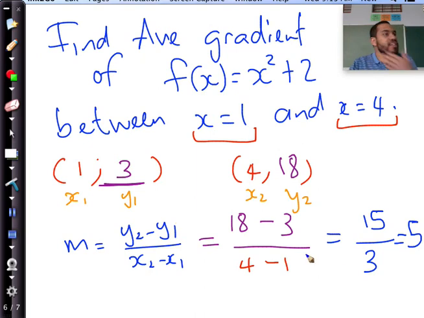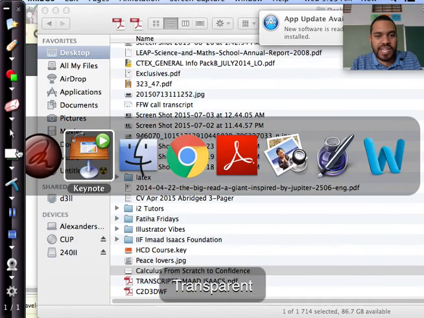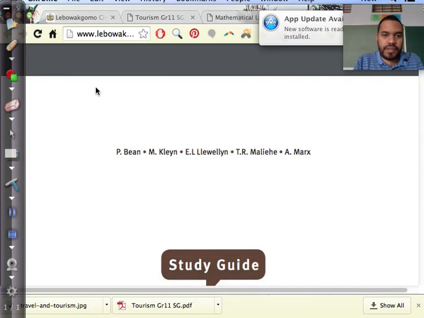Now from this, can you tell me this gradient is what? Positive or negative? This is positive, right? And because this is positive, this means that the overall trend for that graph is upwards. It's getting greater between those 2 points, between x equals 1 and x equals 4. Now, would you like to see what this graph looks like? Yes or no?